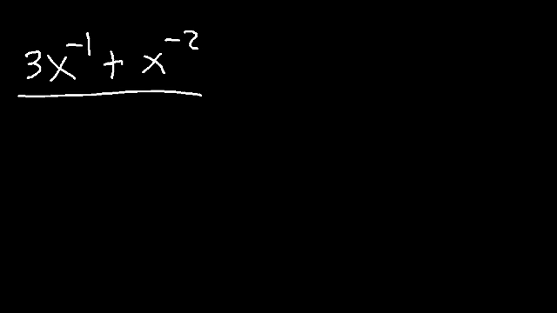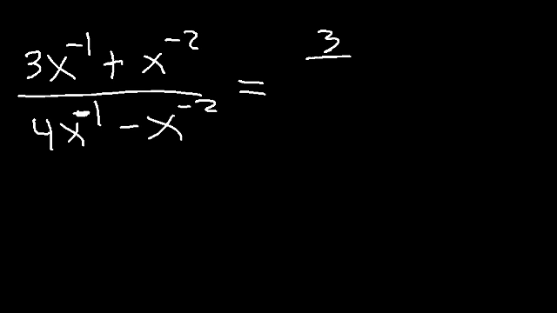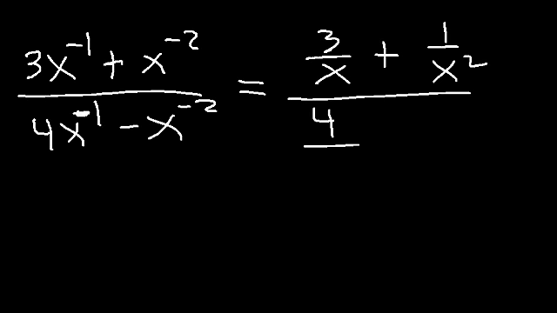Now, what if you were to see a question that looks like this? What if you had negative exponents? What would you do? X to the minus 1 is simply 1 over x. So 3x to the minus 1 is the same as 3 divided by x. X to the negative 2 is 1 divided by x squared. So we can rewrite the expressions like this.